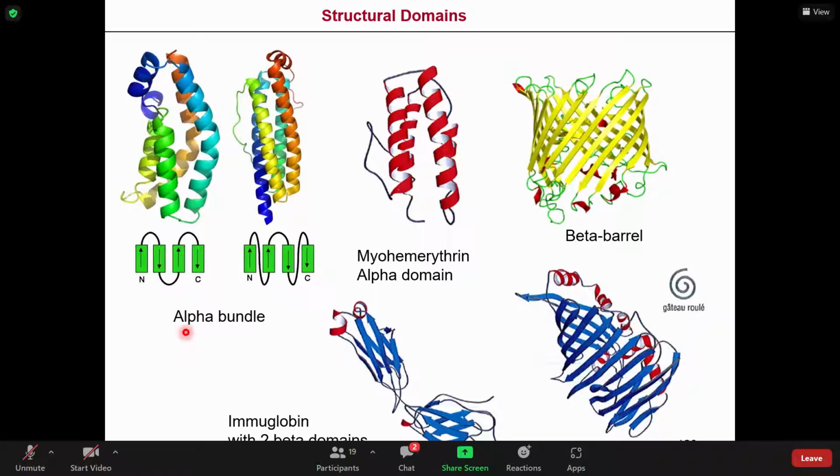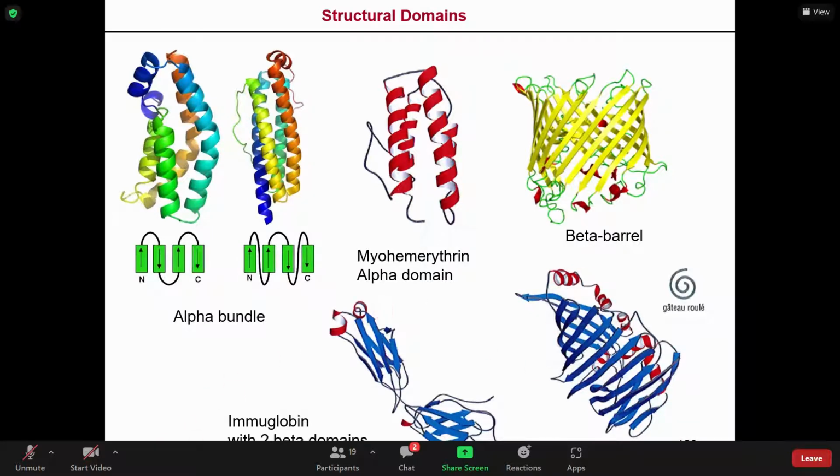You have the alpha domain, made of alpha helices. This we will see when we study membrane proteins. There is the beta barrel, composed of beta sheets. You also have hemoglobin, composed of two domains, this one and this one. And bacteriochlorophyll, made with beta sheets and also alpha helices.